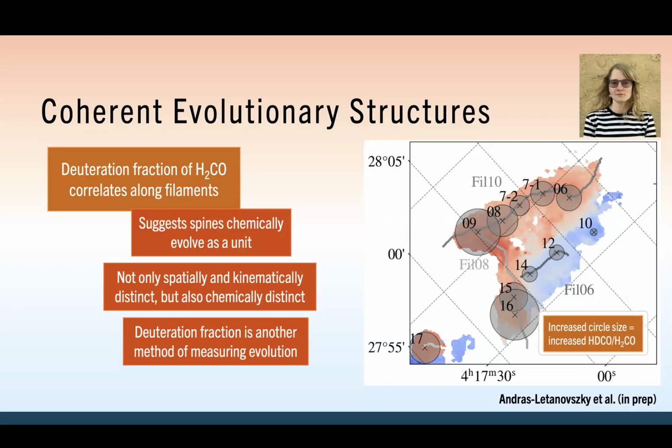So here the circle size, the increased circle size shows the increased deuteration fraction of HDCO compared to H2CO. And it suggests that these spines chemically evolve as a unit. So they're not only spatially and kinematically distinct from each other, but they're also chemically distinct. And this also suggests that deuteration fraction is another method of measuring core evolution.